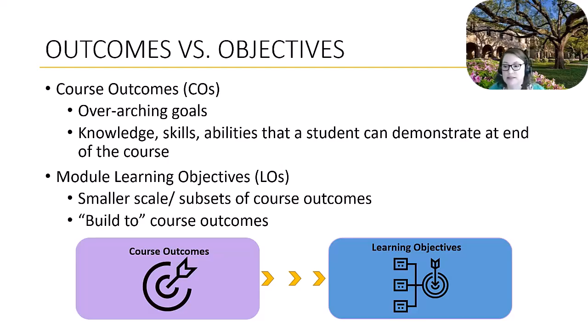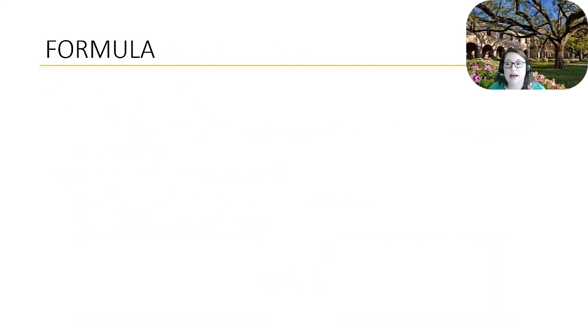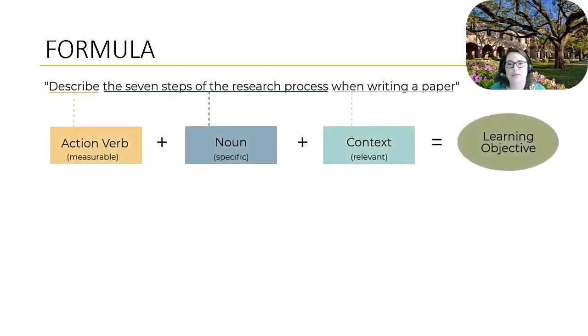Next we'll discuss a tool that might be helpful for you as you work through writing or revising your course outcomes and module learning objectives. We have a handy dandy formula. The formula for writing outcomes includes an action verb, which is what you want them to do, a noun, which is the topic of the outcome, and the context, such as the when or the how. When writing or revising your course outcomes and learning objectives, we recommend that they are measurable and observable.